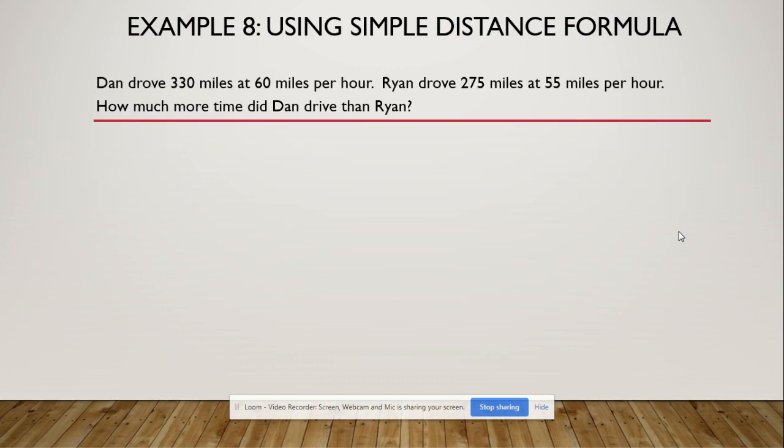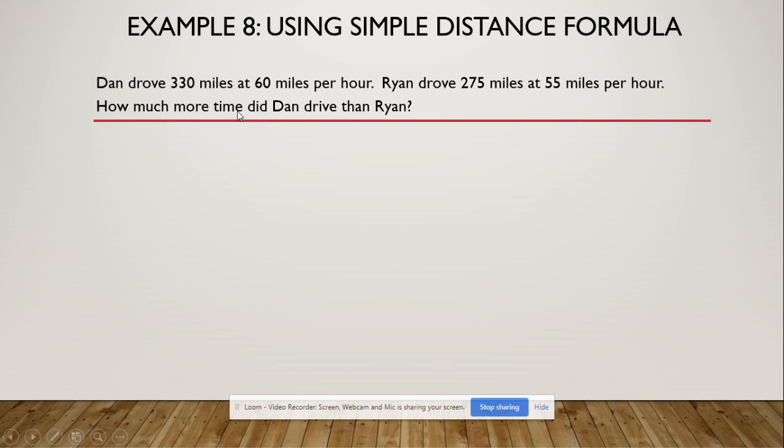Okay. Next, we got Dan drove 330 miles at 60 miles per hour. So we got distance and we got a rate. Ryan drove 275 miles at 55 miles per hour. So once again, distance and a rate. How much more time did Dan drive than Ryan? Well, now the question is asking about time.